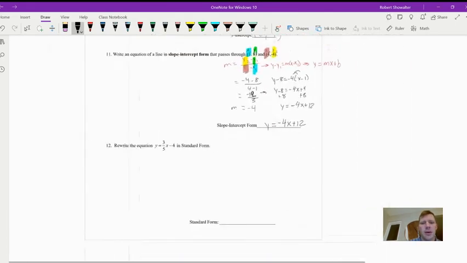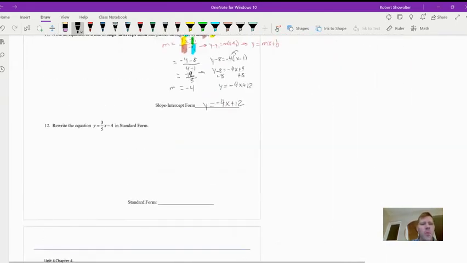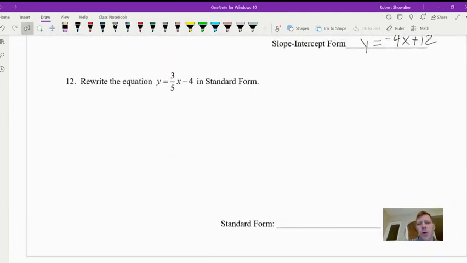Now, number 12. Rewriting in standard form. Oh my gosh, there's 3 things. Standard form is this. How do we do it? No fractions or decimals. Not only that, x is first, then y, and on the other side there's a c, which is just a number. We don't want fractions or decimals, and a is a positive number. We got to keep those in mind.